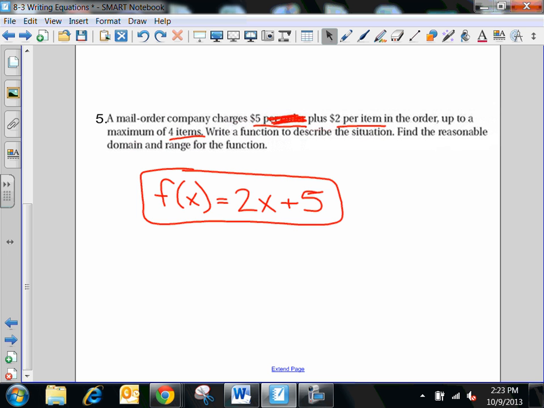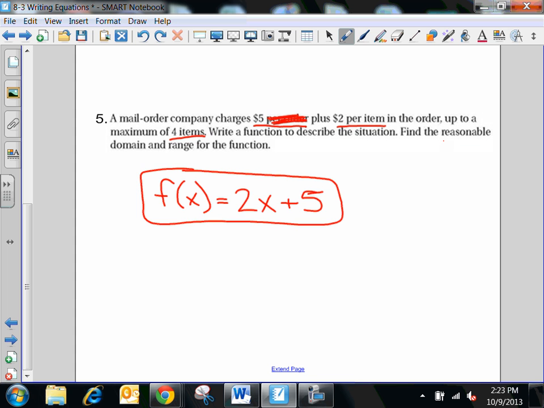Find a reasonable domain and range. So a reasonable domain, or x values that I could plug in. The reasonable domain here is this: 1, 2, 3, and 4. Why is that reasonable? That's reasonable because it says a maximum of 4 items, okay, that I would be shipping or ordering. Okay, so I would only order 1, 2, 3, 4 items, somewhere in there.